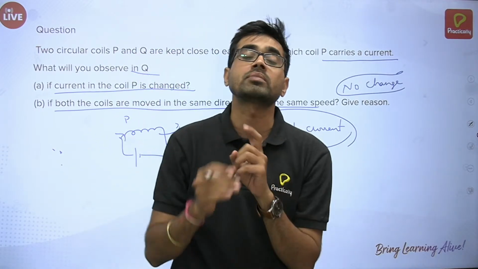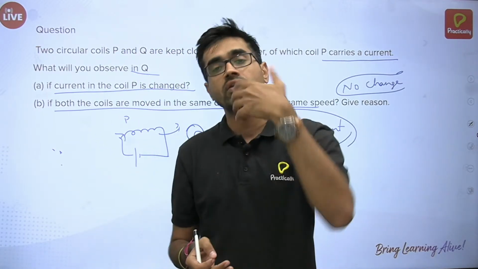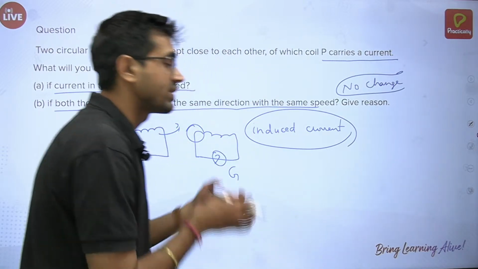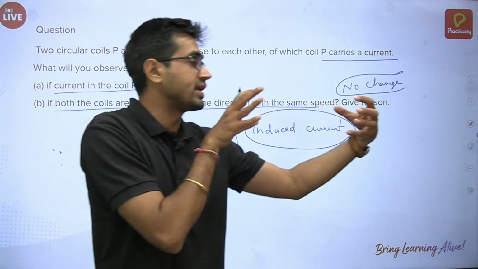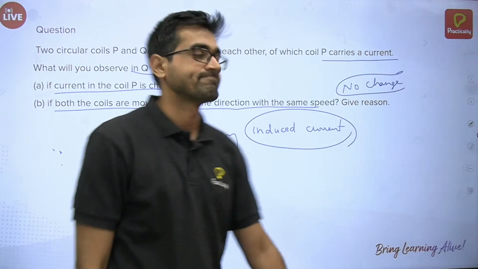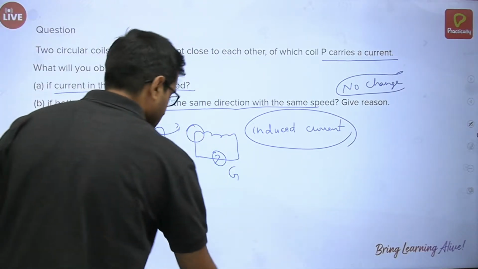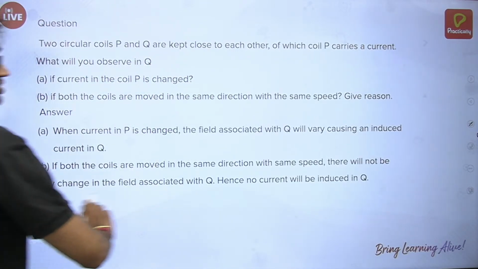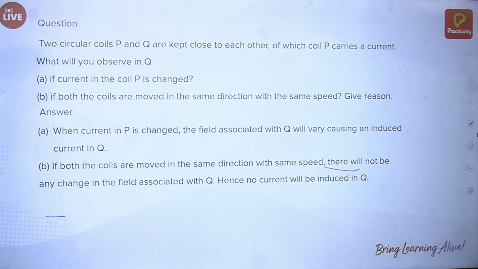This number is nothing but the magnetic flux will change and there will be an induced current. But in the case when both are moving with the same speed, nothing will change. So simple question, simple answer. There will be no change because they are moving in the same direction.